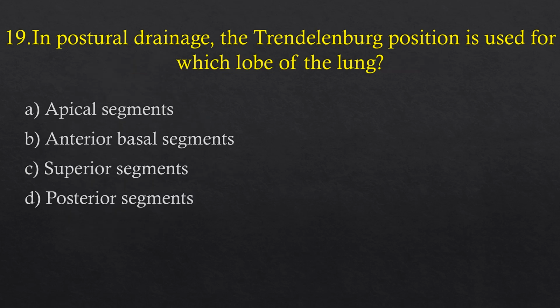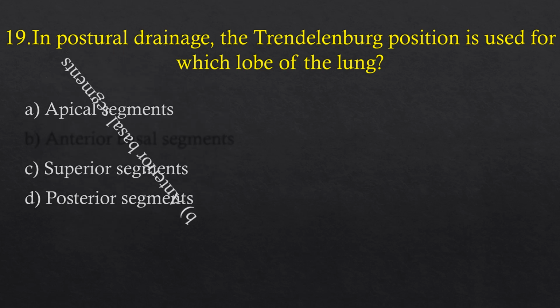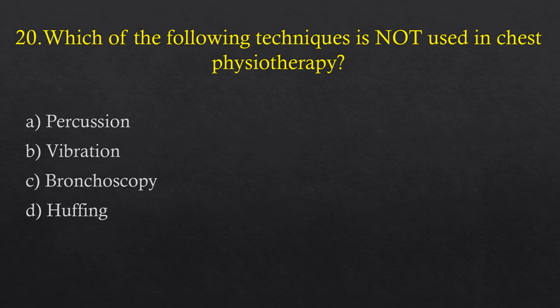Number 18. In postural drainage, the Trendelenburg position is used for which lobe of the lung? A. Apical segment. B. Anterior basal segment. C. Superior segment. D. Posterior segment. So the answer is anterior basal segments. Number 20. Which of the following techniques is not used in chest physiotherapy? A. Percussion. B. Vibration. C. Bronchoscopy. D. Huffing. So the answer is bronchoscopy.